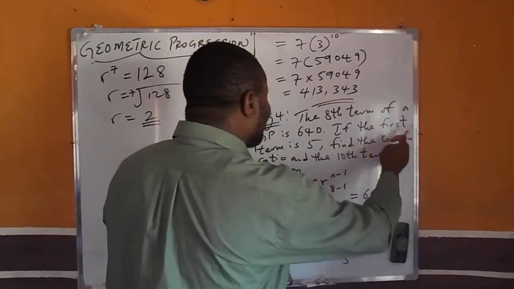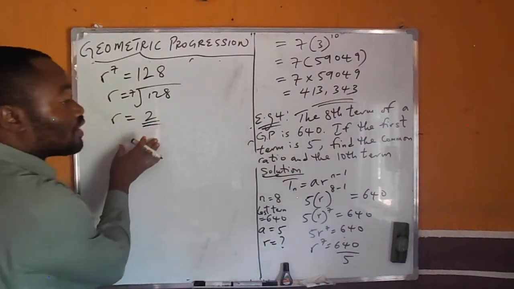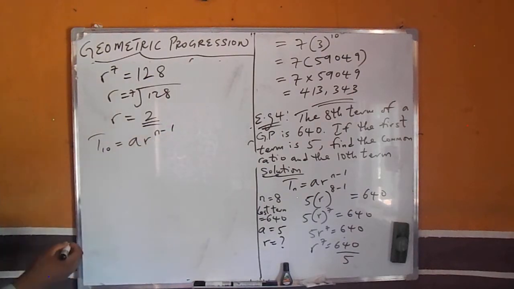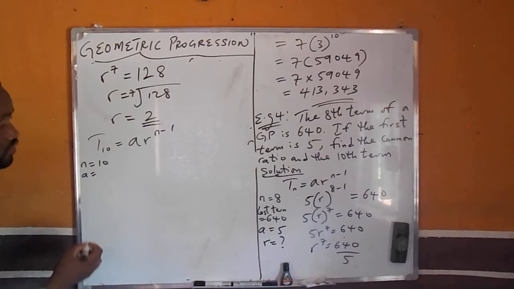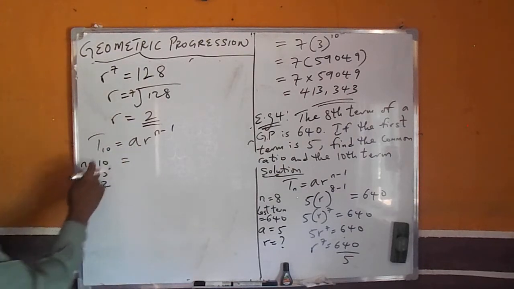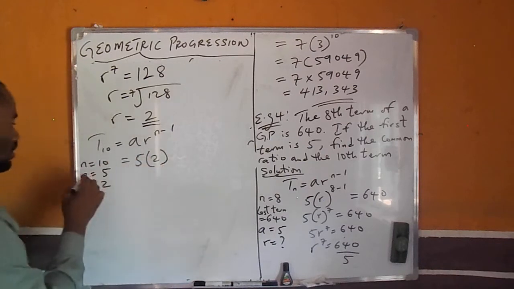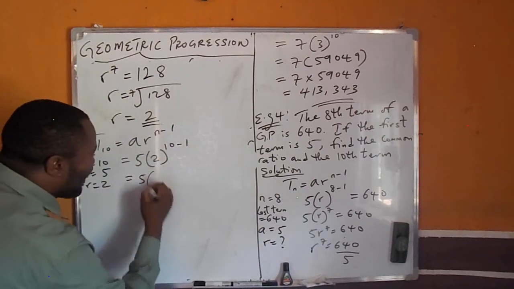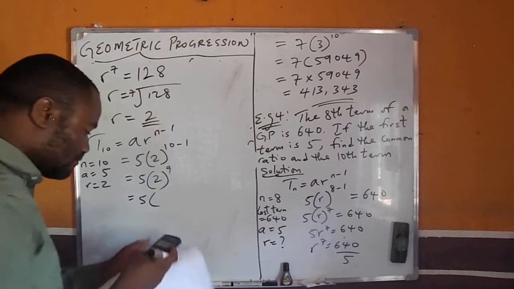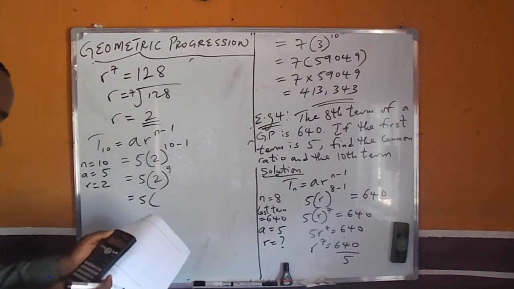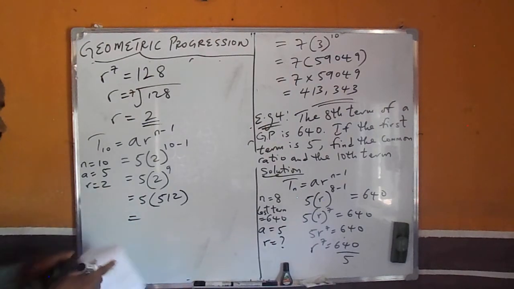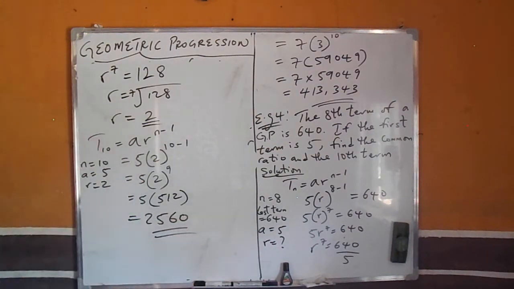We move further. We have gotten the common ratio, which is R, and now the tenth term. T10 equals A R raised to power n minus 1, where n equals 10, A equals 5, and R equals 2. So it equals 5 times 2 raised to power 10 minus 1, which is 5 times 2 raised to power 9. 2 raised to power 9 is 512, so 5 times 512 gives us 2,560 as our answer.